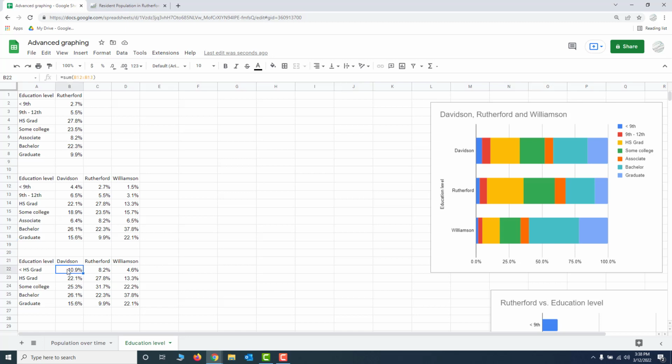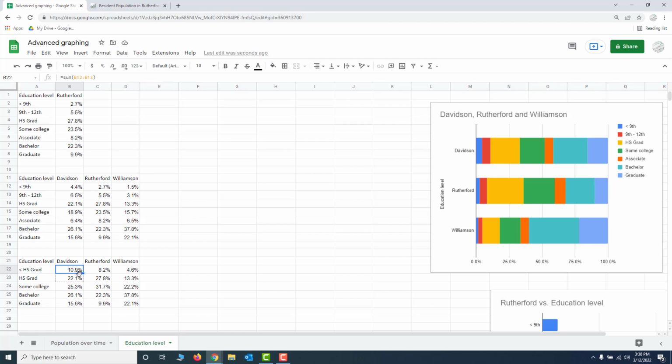Notice what I've done here is I've simply taken the less than 9th and the 9th to 12th grade numbers here, the 4.4 for Davidson and 6.5, and I've just added them. I just did it with a basic formula. I just came to the cell and I did equal sum. That's a function for adding up things. And then I highlighted those two values, the less than 9th and the 9th to 12th grade percentages, and hit enter. And I got 10.9%. And then I copied that down the column here.